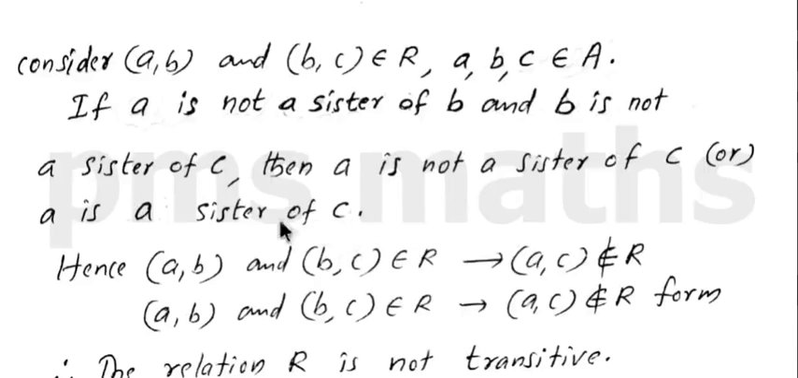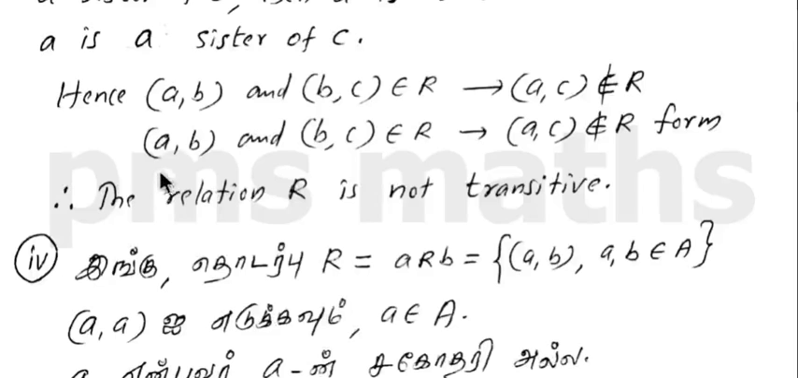Both cases are there. Therefore in this case, the first one (a, b) belongs to R, (b, c) also belongs to R, but the third element (a, c) does not belong to R. The general condition, (a, b) and (b, c) belong to R gives (a, c) belongs to R, is the condition for a transitive relation. But here it does not belong to R. Therefore, this condition is not satisfied, and the relation R is not transitive.